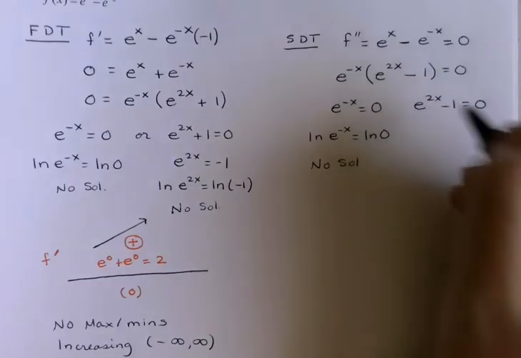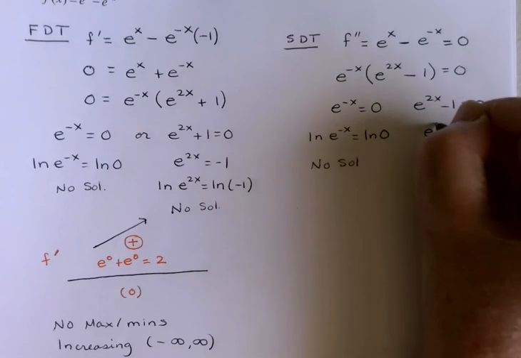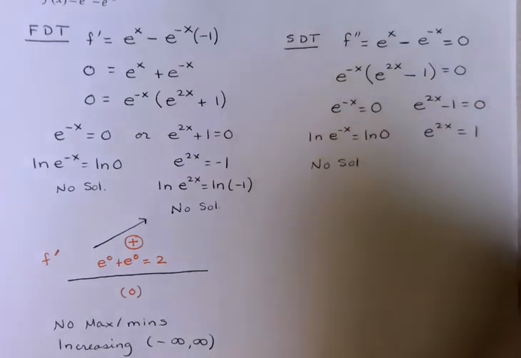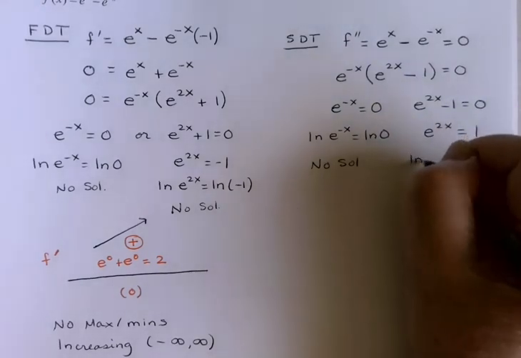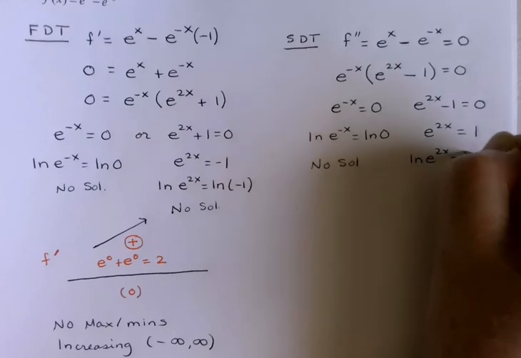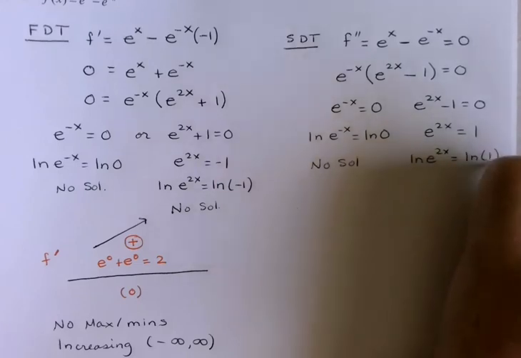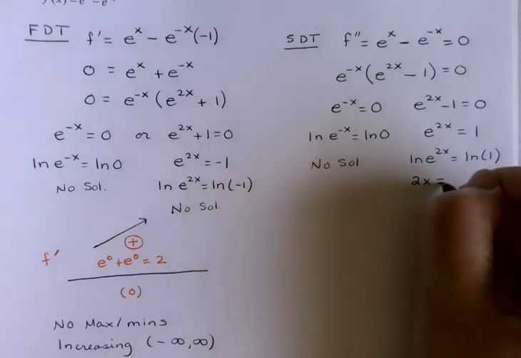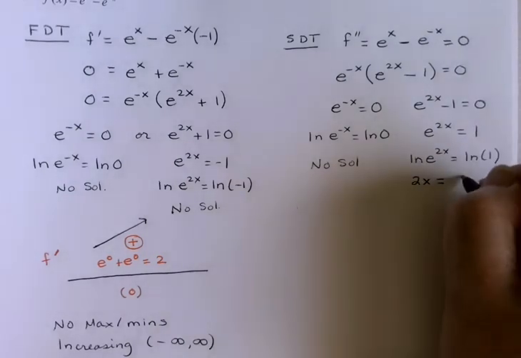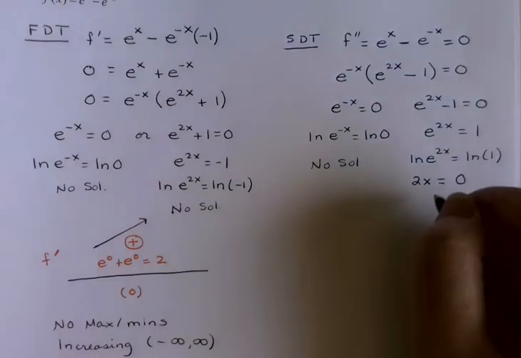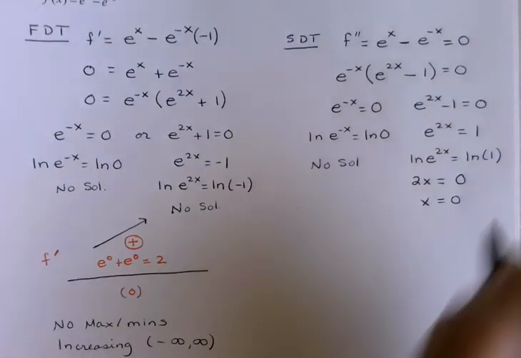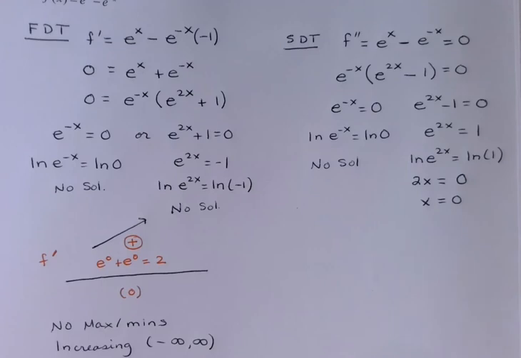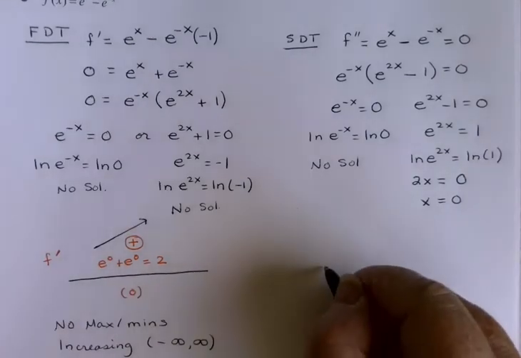But this one's a little more interesting this time. This would say e to the 2x equals 1. So if I take the natural log of both sides, ln and e are inverse functions, so I'm just going to get 2x equals the natural log of 1, which is 0. So I do get a critical value at x equals 0 this time. Let's test it.